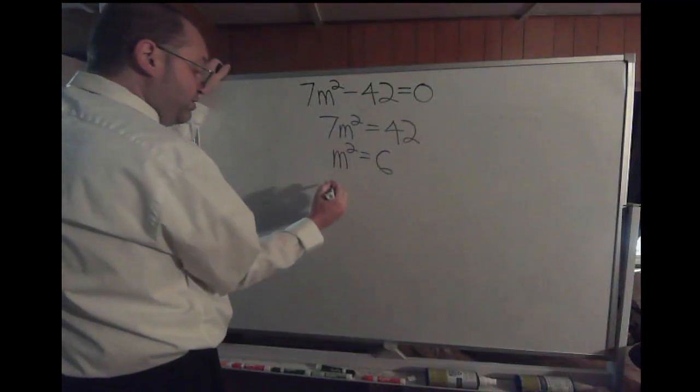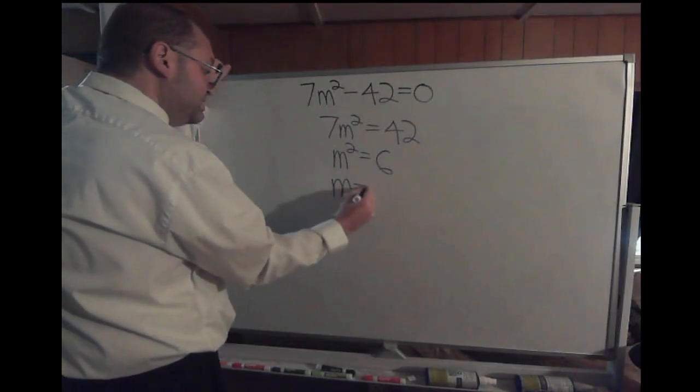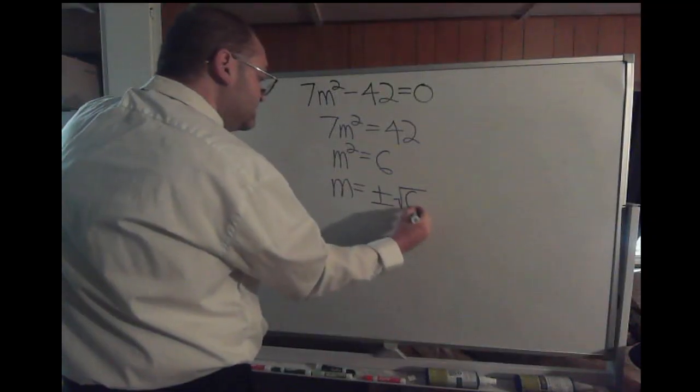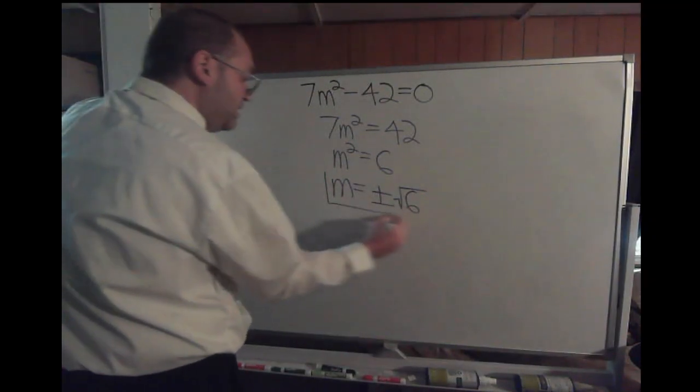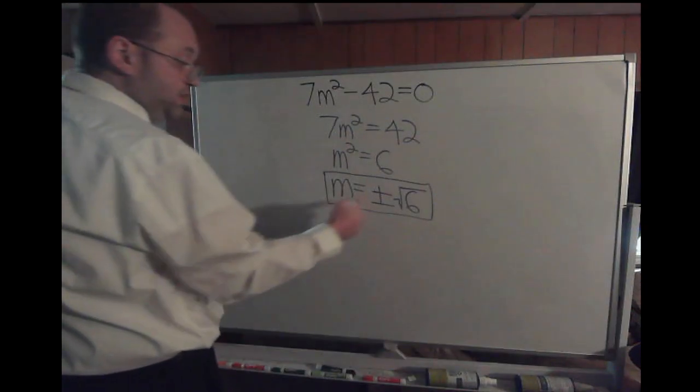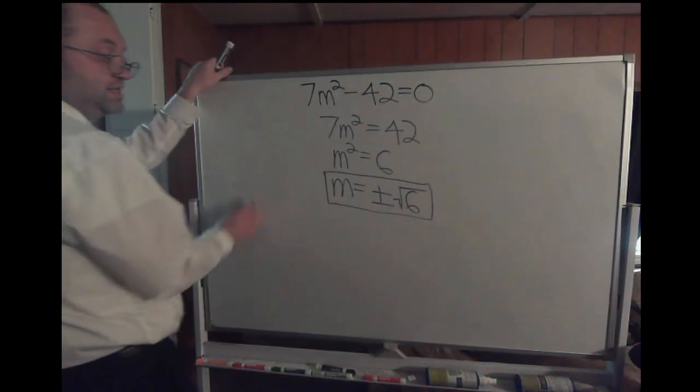Now take the square root of m squared, you'll get m is equal to both plus and minus the square root of 6. And 6 is not a perfect square, nor are any of its factors, so m is equal to plus and minus the square root of 6.